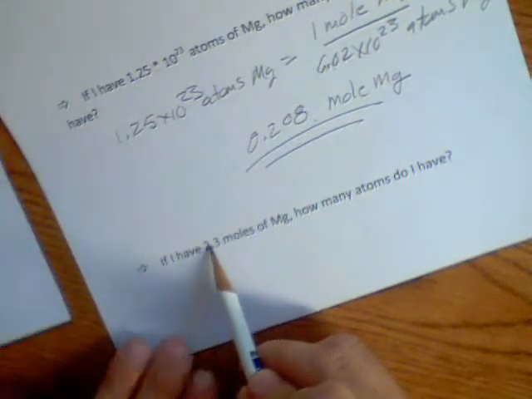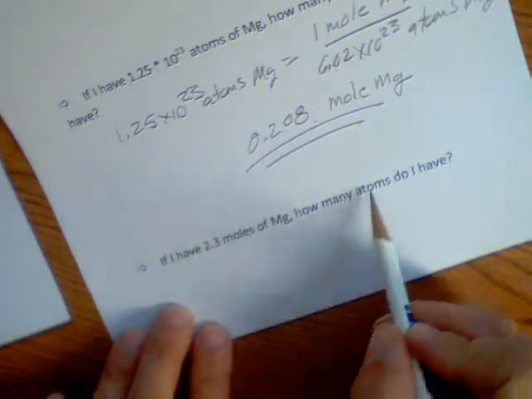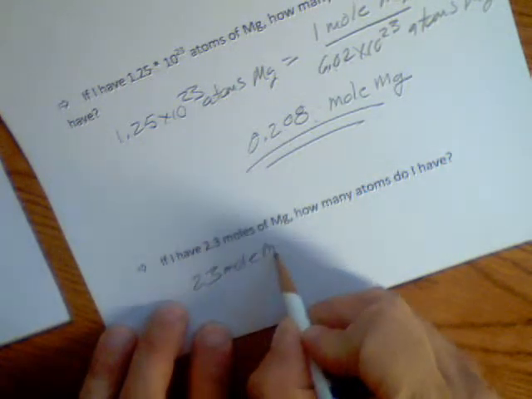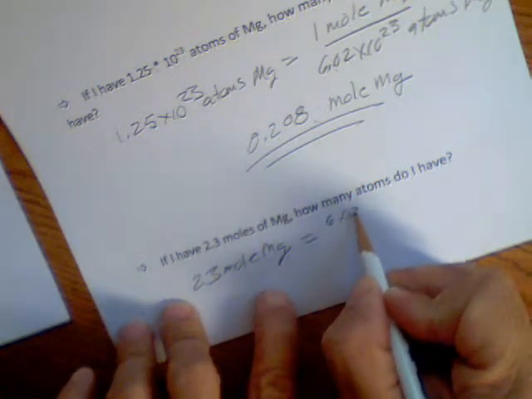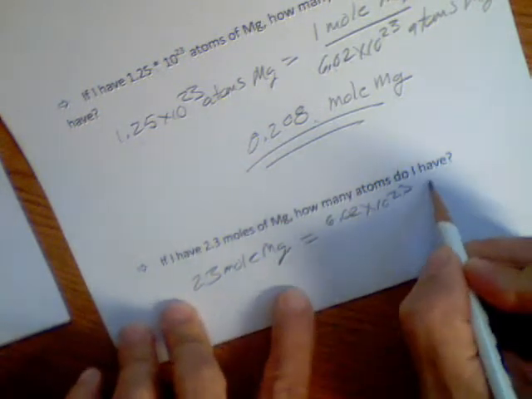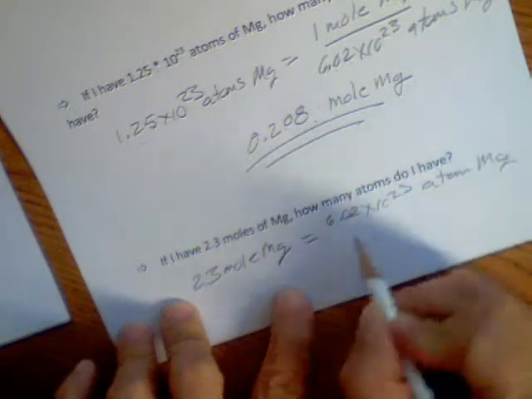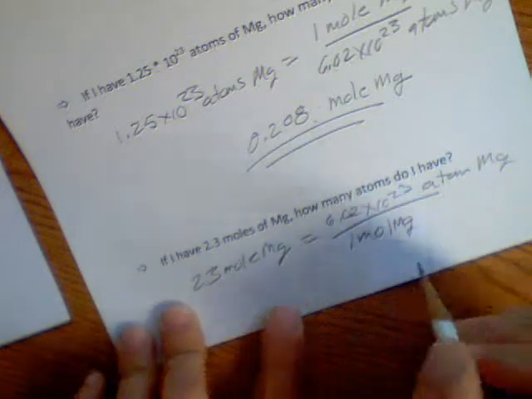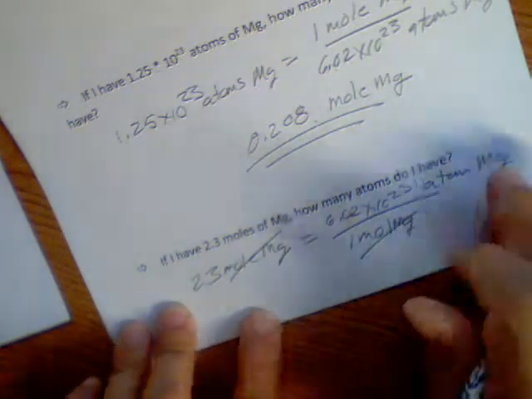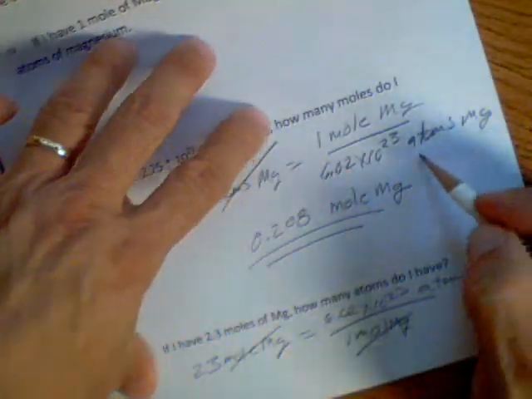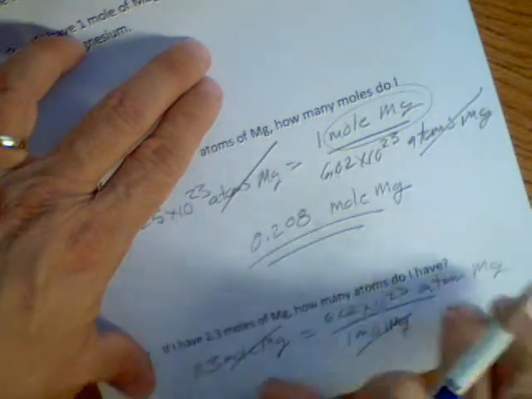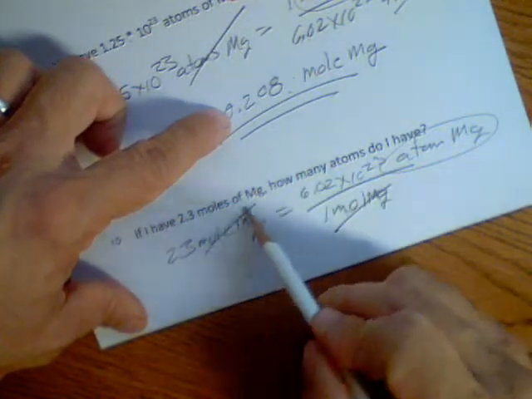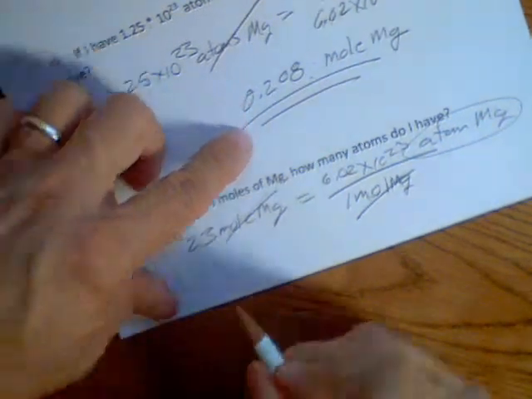So if I have 2.3 moles of magnesium, how many atoms do I have? Well, 2.3 moles of magnesium times 6.02 times 10 to the 23rd atoms of magnesium to every 1 mole of magnesium. I want moles of magnesium to cancel, just like I wanted atoms of magnesium to cancel up here, so that I end with atoms. That's why I have to arrange my equation the way I did.